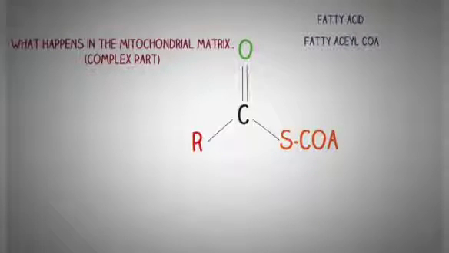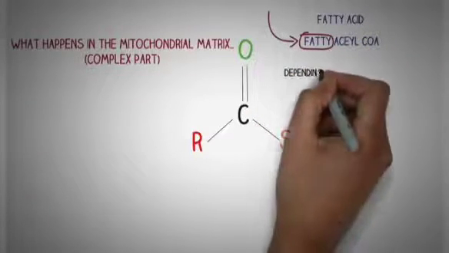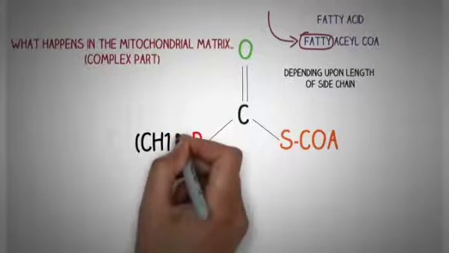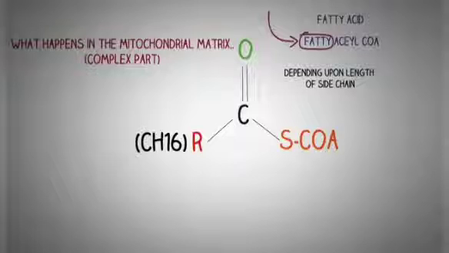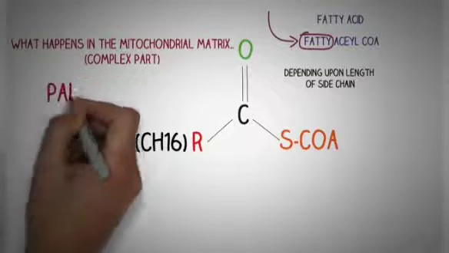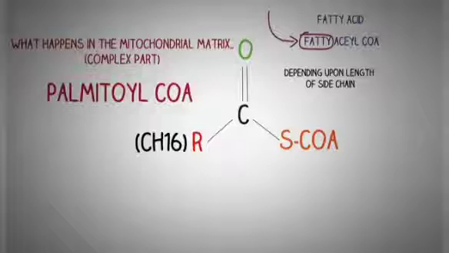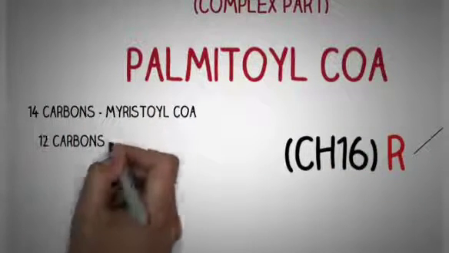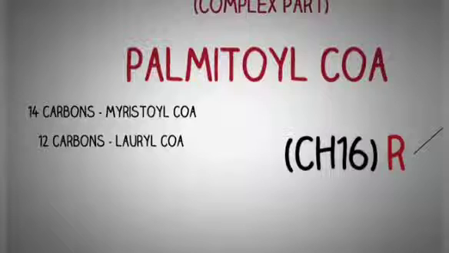The word fatty in the name fatty acyl CoA can be replaced depending upon the length of the side chain that is attached to the functional group. For example, for a side chain with 16 carbons, the fatty acid will be called palmitoyl CoA, and a fatty acid with a side chain of 14 carbons will be called myristoyl CoA, and 12 carbons will be called lauryl CoA.